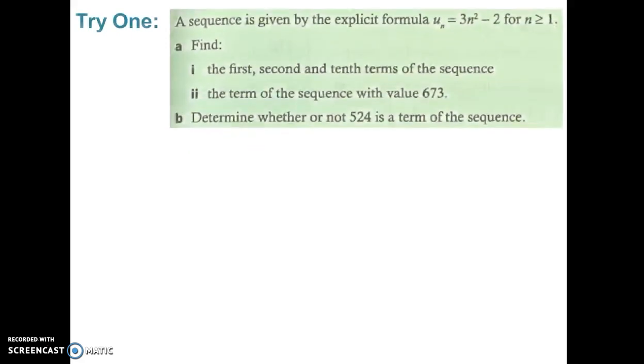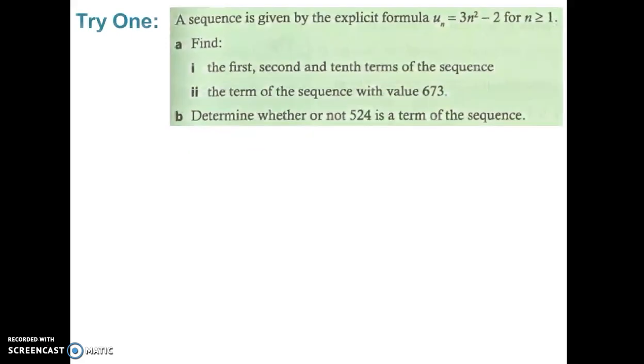So try this one. Let's try A1 first. Looking at this explicit formula, give the first, second, and 10th terms of this sequence. Let's take a look. Term 1, U1. The n is replaced with the 1 as well. So here's 1. 3 times 1 squared is 3 times 1, which is 3, minus 2 is 1.